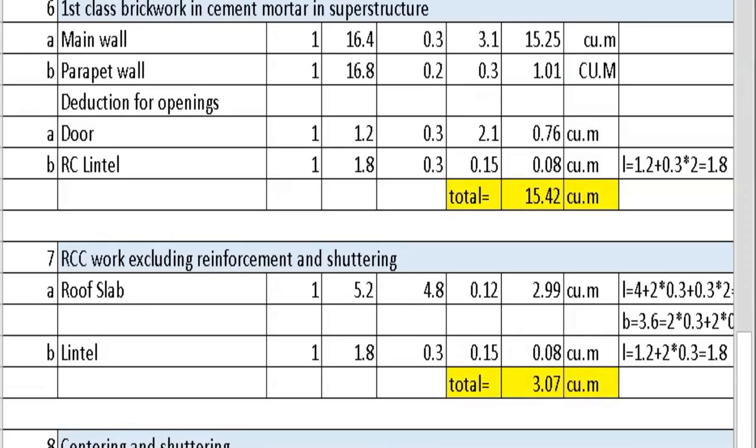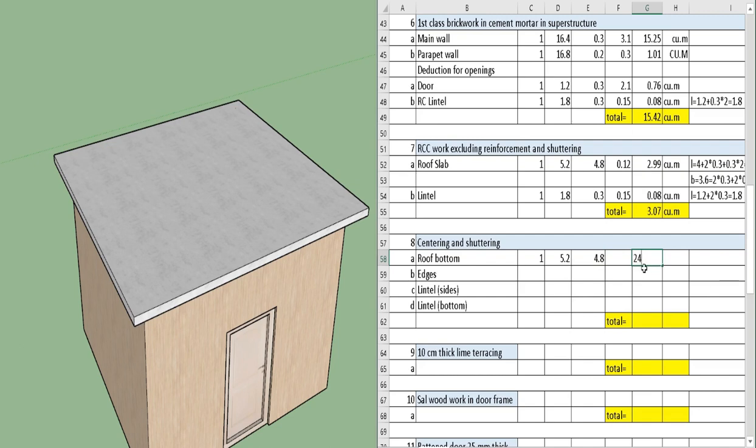process. And we have already calculated this outer to outer length of roof, that is 5.2 meter and 4.8 meter. We can easily write the length as 5.2 meter and the width is same as this RCC work, that is 4.8 meter, and the total quantity is 24.96 meter square.